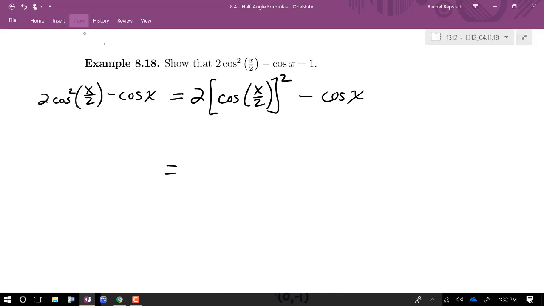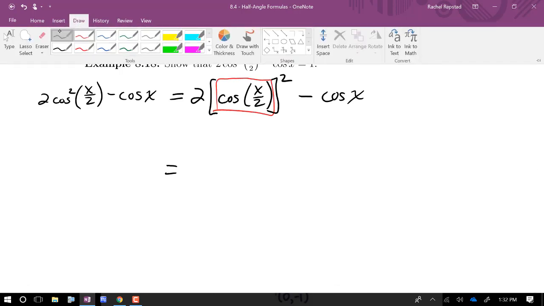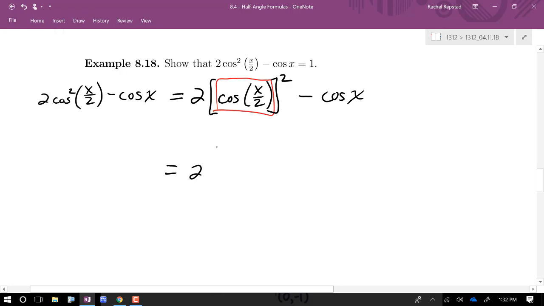And this stuff right here is something we can use that half angle identity for cosine. So we got 2, and then plus or minus the square root of 1 plus cosine x all over 2, and we're squaring this.